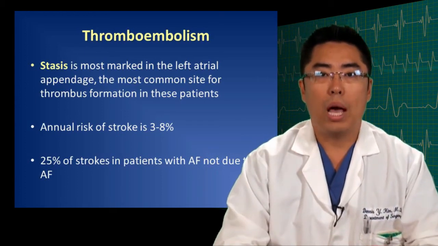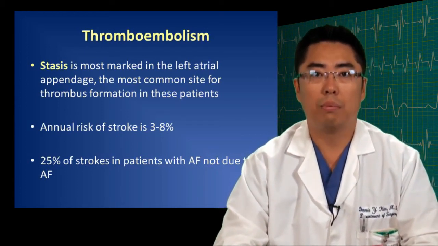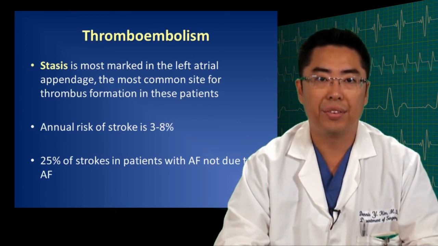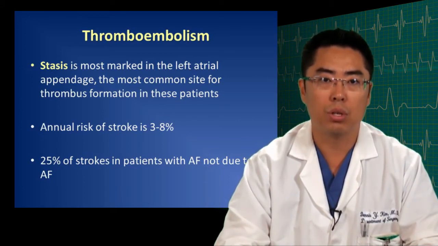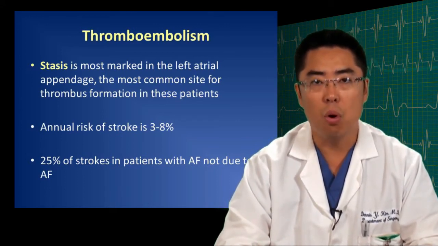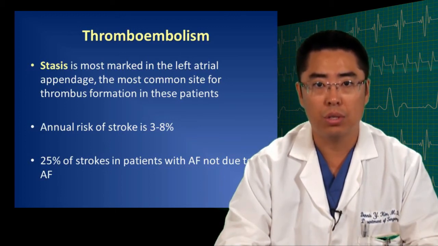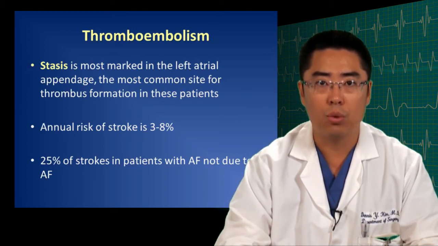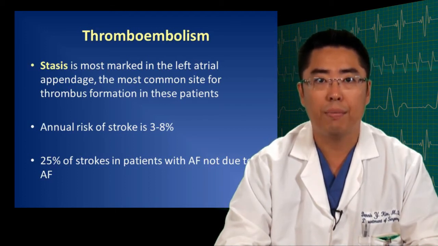Of course, thromboembolism is one of the most feared complications of atrial fibrillation, and this is usually a result of stasis, which is most marked in the left atrial appendage, the most common site for thrombus formation in patients with atrial fibrillation. As stated previously, the annual stroke risk is approximately 3 to 8%. It is important to bear in mind that approximately 1/4 of patients with atrial fibrillation may have an ischemic stroke that is not secondary to the atrial fibrillation itself.